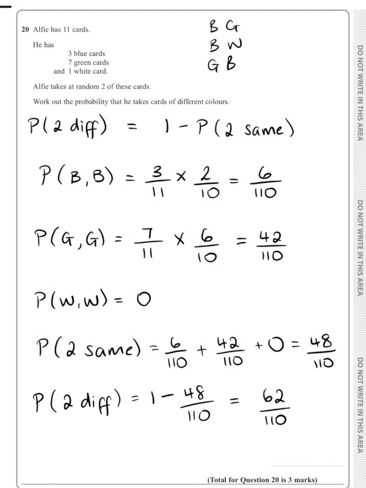Now, just before you move on to the next question, double check that this makes sense. So I want to do 62 and I'm going to add it onto 48. My answer should be 110 if I add these 2 numbers up. And that gives me the whole thing. Okay, so that's just a quick check at the end. So the final answer for this question is 62 over 110, and you do not need to simplify that fraction, just leave it as it is.